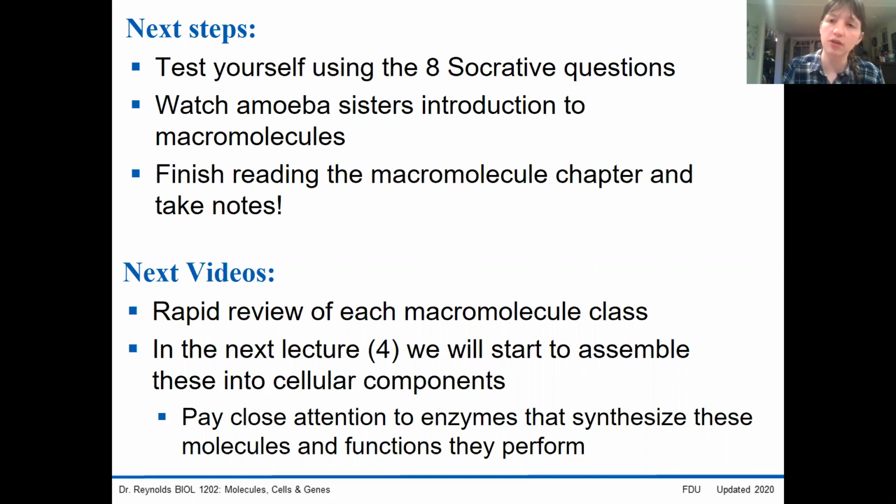There are 2 additional videos that will be posted after this that are a rapid review of each one of those classes of macromolecules. But I want to remind you that we're going to start to assemble these macromolecules into cellular components. So you really need to pay attention to the enzymes that are synthesizing the polymers and the functions that both monomers and polymers form based on their structure. So you have to understand their structure to get at their function, which means you're going to have to go back to functional groups, back to the enzymes putting these things together, and back to the types of bonds that are holding them together to understand their properties.